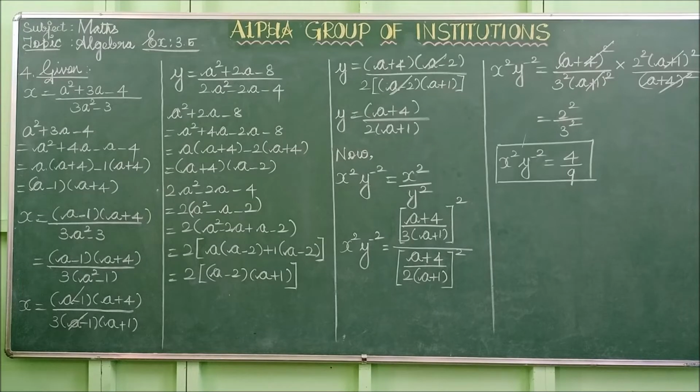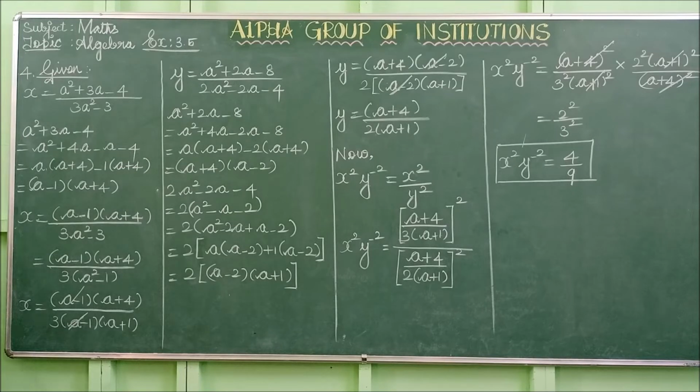3.5. Look at your page number 101. See the fourth problem. If x is equal to a squared plus 3a minus 4 divided by 3a squared minus 3, and y is equal to a squared plus 2a minus 8 divided by 2a squared minus 2a minus 4, find the value of x squared y to the power minus 2.